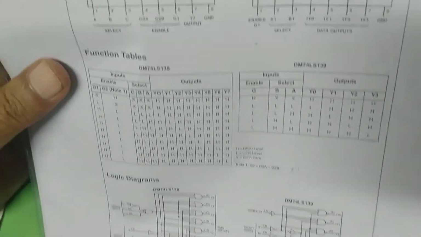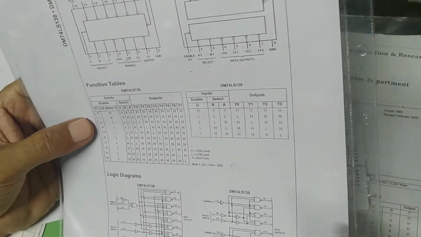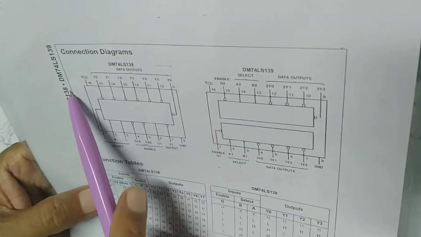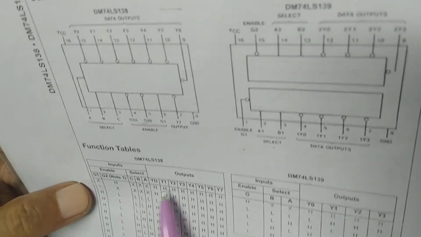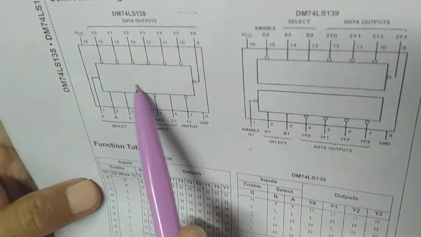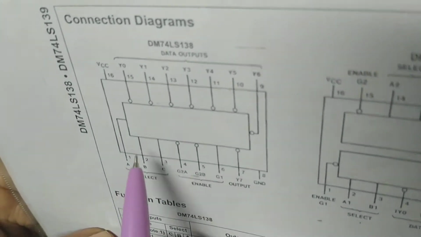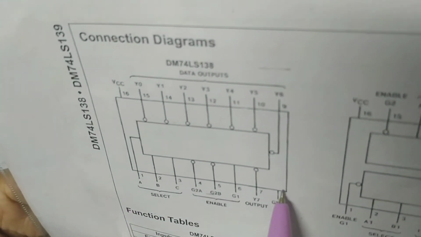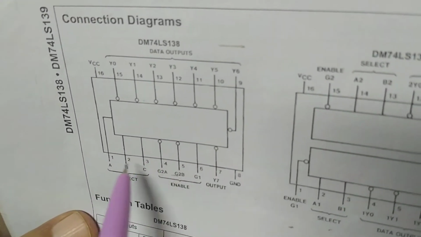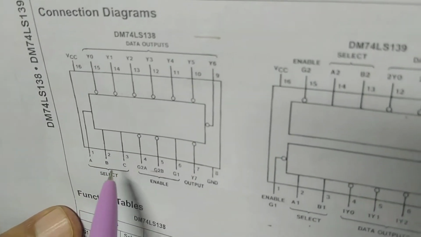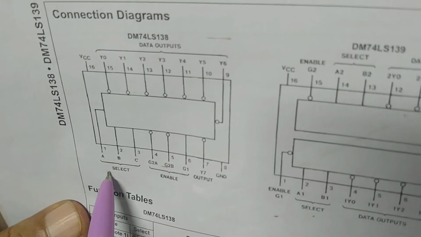You can see this data sheet of the 74138 IC. Okay, see this pin diagram, and this one is the function table shown over here. This is a 16 pin IC. Pin numbers 1 to 8 are at the lower side, 9 to 16 at the upper side. Pins 1, 2, 3, A, B, C, are used as select inputs.